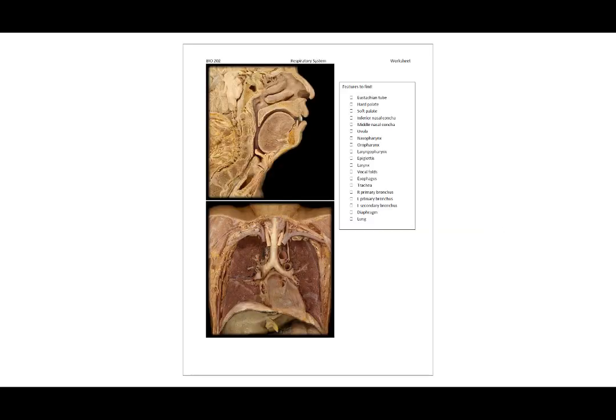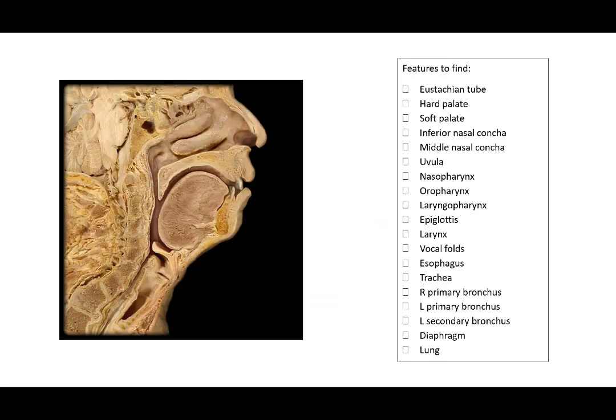On this next page, we have two images of a cadaver. It's quite beautiful dissections on these cadavers. We'll just go through the list here so I don't get sidetracked. The eustachian tube is located right there. You can see it's in the nasopharynx. It's a tiny little hole.